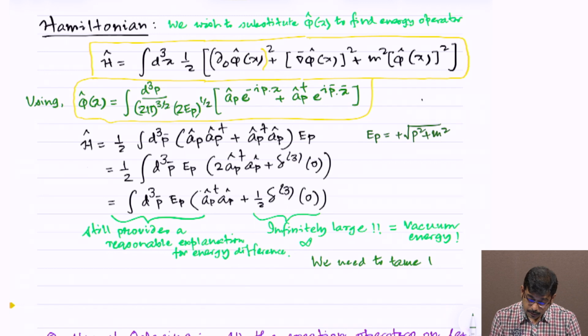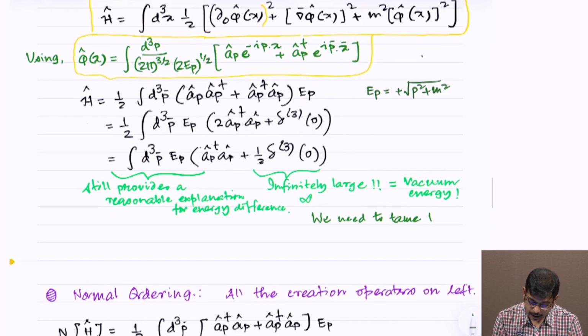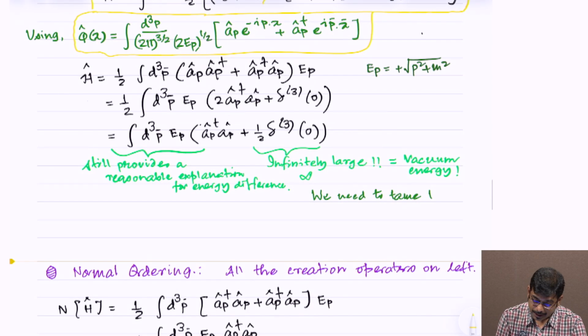Okay. Now, you can basically rearrange this by saying that this is integral of d³p E_p into (a_p† a_p plus δ³(0)). Okay. So, this half factor may be cancelled, and you can say that this turns out to be something like d³p E_p a_p† a_p, right, plus half of δ³(0). Okay. So, this is how exactly this thing is appearing.